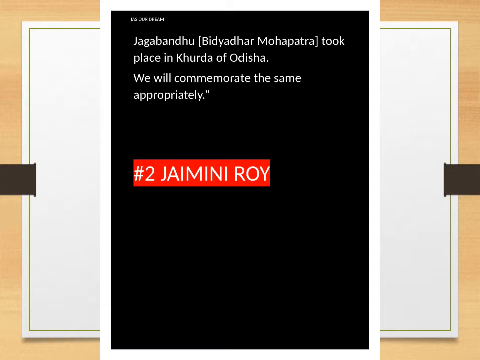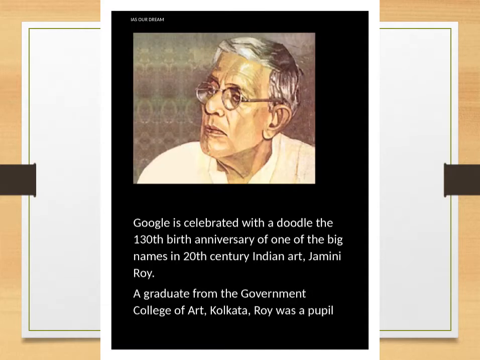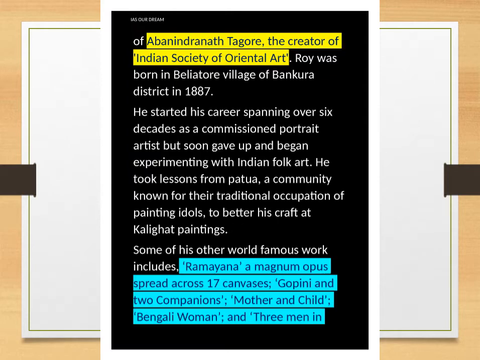The next topic we are going to study is about Jaimini Roy. Recently Google celebrated his 130th birth anniversary, and he is one of the big names in 20th century Indian art. Jaimini Roy was a graduate from the Government College of Art, Kolkata, and he was the pupil of Abanindranath Tagore, the creator of the Indian Society of Oriental Art and also an important figure in Indian art history.